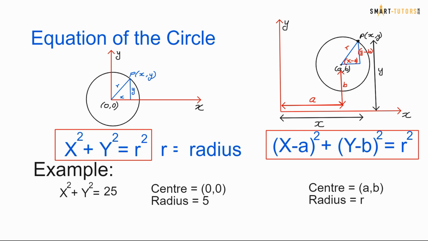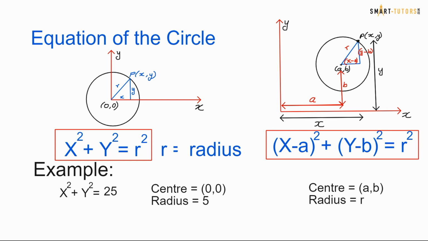All you want to know is, if the equation is in this format, x squared plus y squared equals r squared, you need to be able to write the center of the circle, which is 0, 0. The radius is the square root of the number, 25. So the square root of 25 is 5. That's all you want to know. In the exam they will give the equation x squared plus y squared equals r squared and ask what is the center and what is the radius.